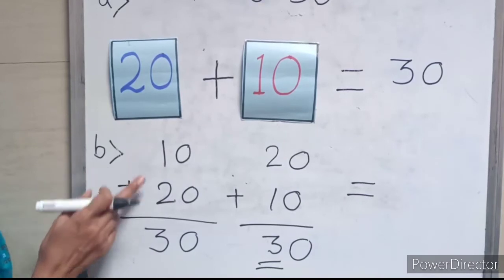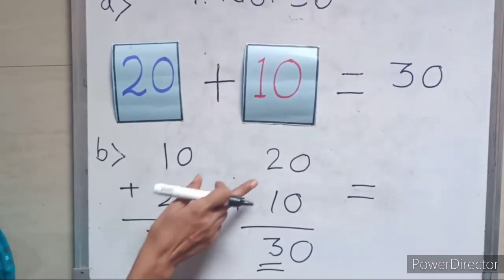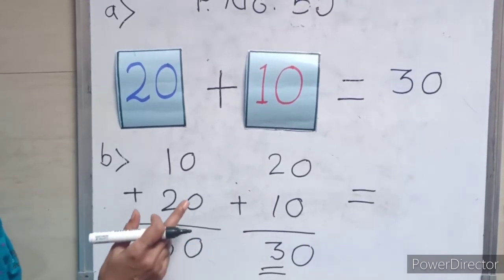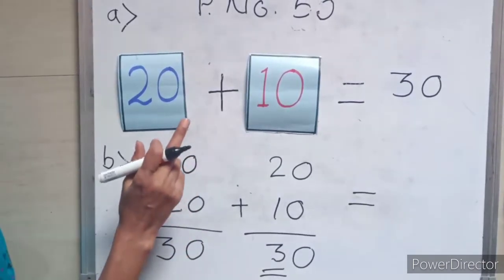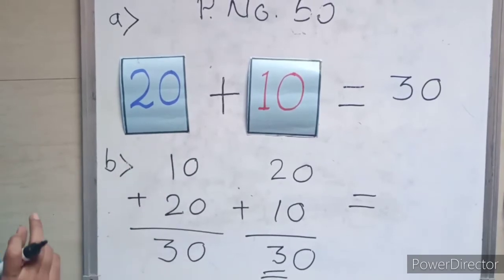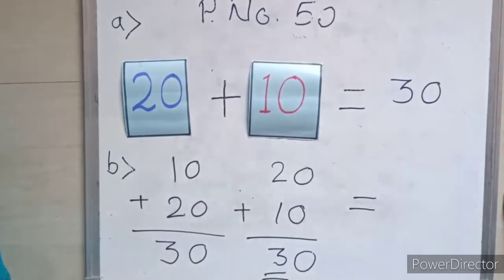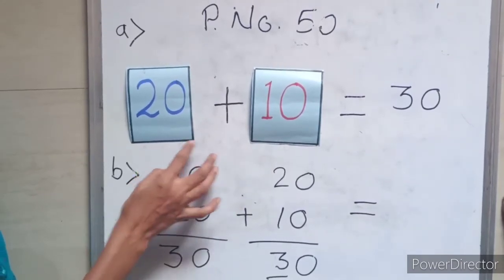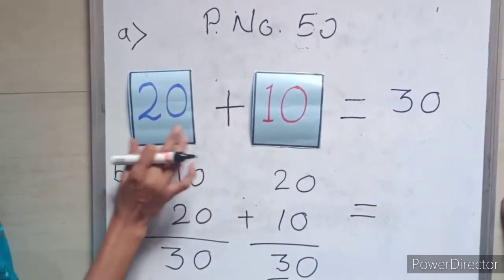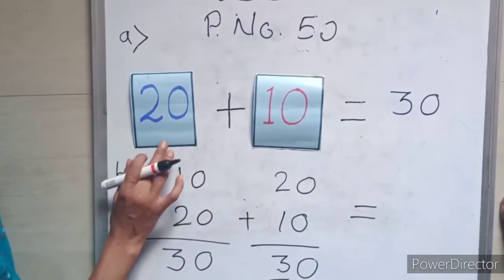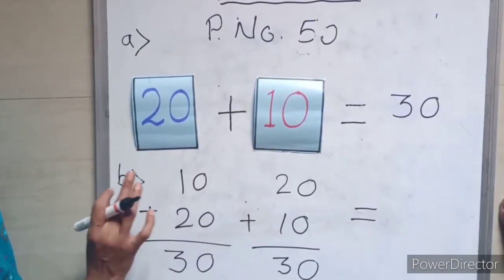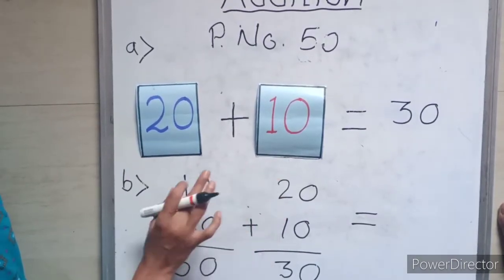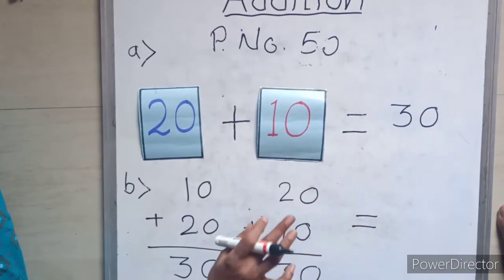What did we do? 10 plus 20 is equal to 30 and 20 plus 10 is equal to 30. Yes, if we change the order of numbers while adding, the answer remains the same. This property is also applicable for 2-digit numbers. First we write 10 and then 20. Then we change the order: first we write 20 and then 10. The answer is still the same.